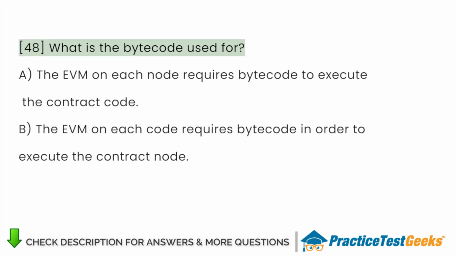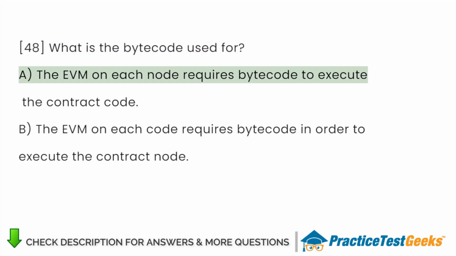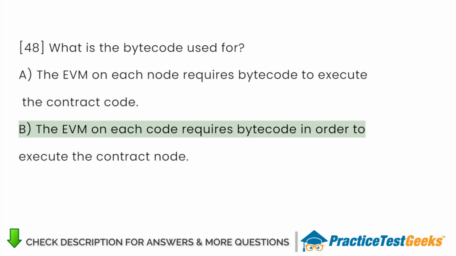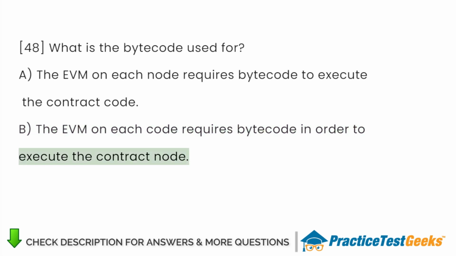What is the bytecode used for? A. The EVM on each node requires bytecode to execute the contract code. B. The EVM on each code requires bytecode in order to execute the contract node.